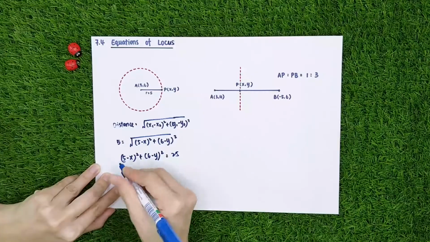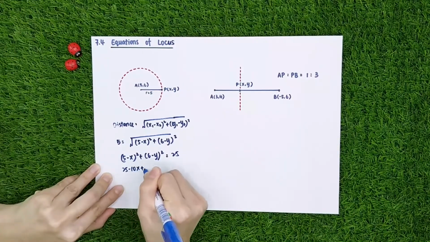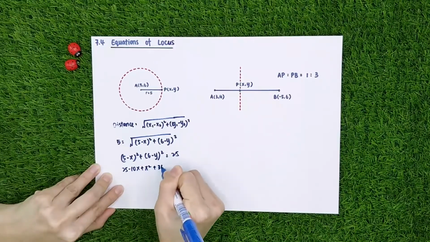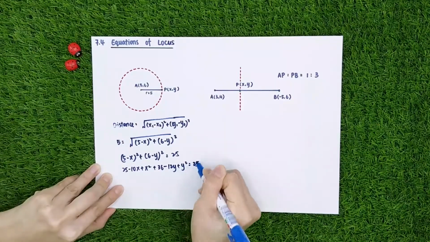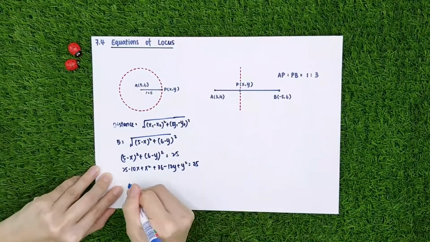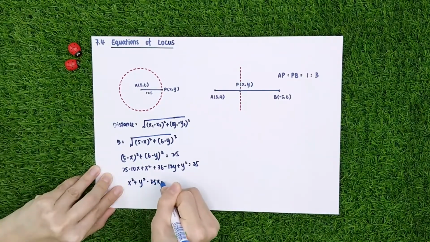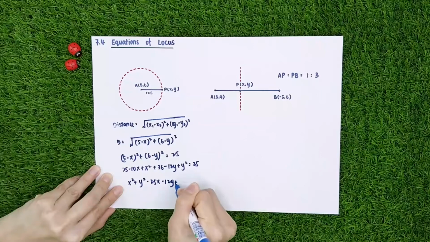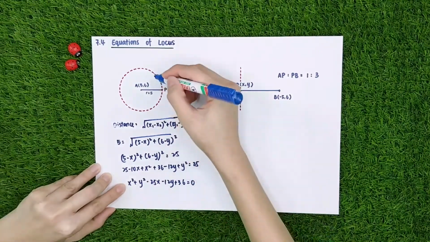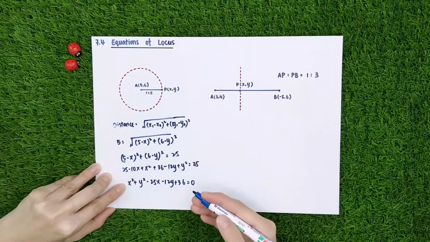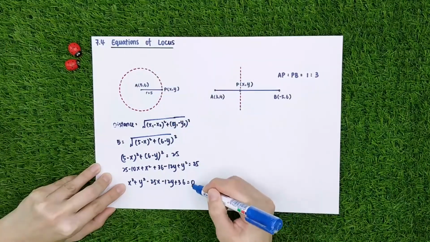So I will expand this. I will get 25 minus 10x plus x squared plus 36 minus 12y plus y squared equals 25. After I rearrange it, I will get x squared plus y squared minus 10x minus 12y plus 36 equals 0. What does this equation mean? This equation means that every point on this circle fulfills this equation.